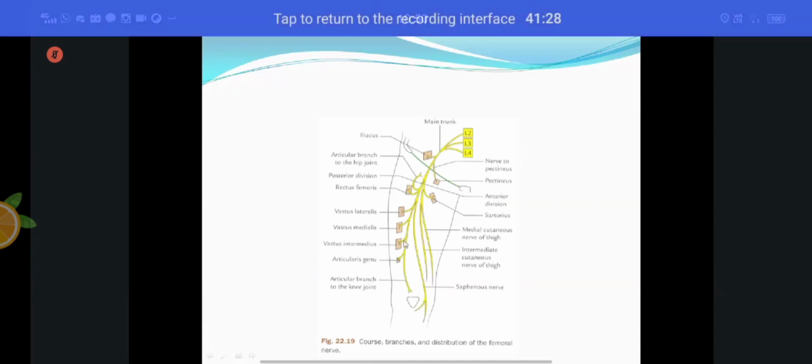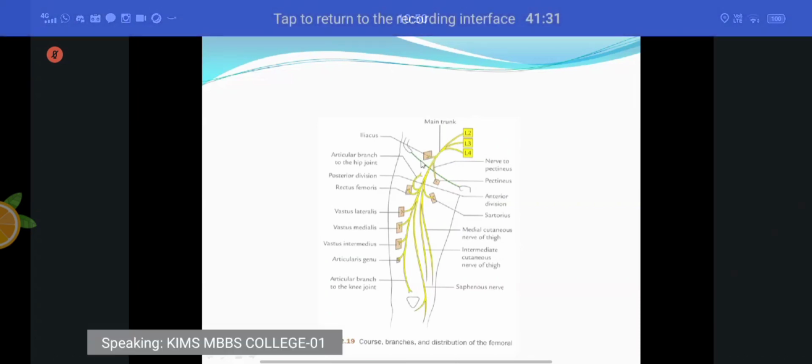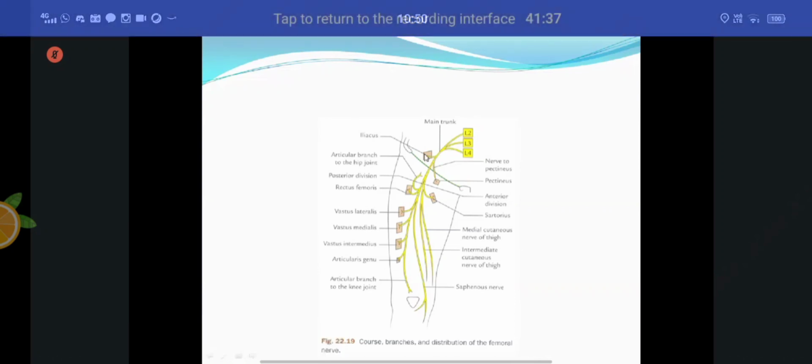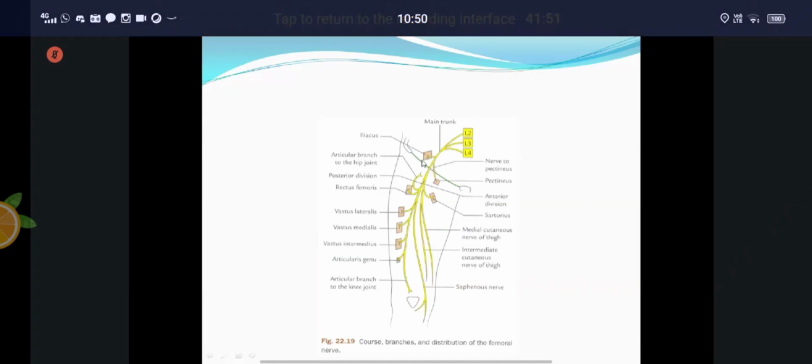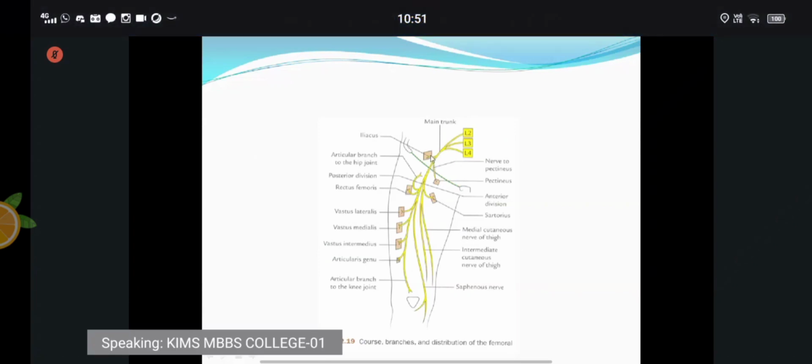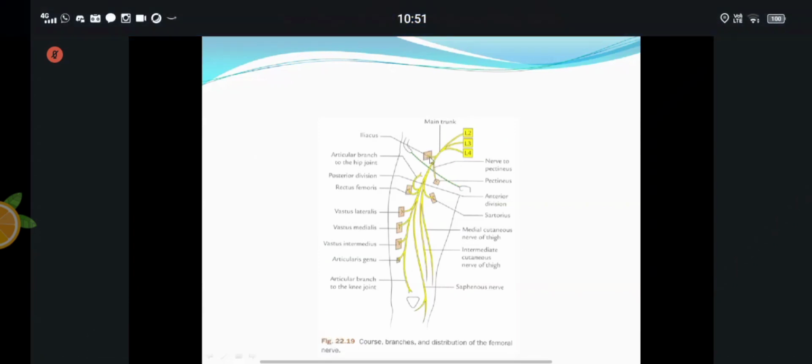So what is the clinical importance of this? If there is any inflammation of the hip joint, the pain will be referred from the hip joint to the knee joint. How? Through this femoral nerve. You see here, the femoral nerve is not only supplying the hip joint, the posterior division of the femoral nerve also supplies the knee joint. So if there is an inflammation or infection of the hip joint, the pain can be referred through the femoral nerve to the knee joint.